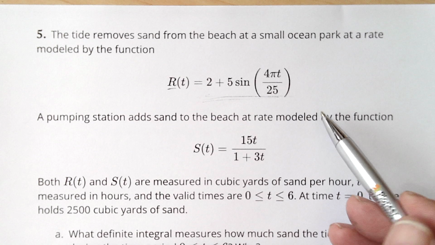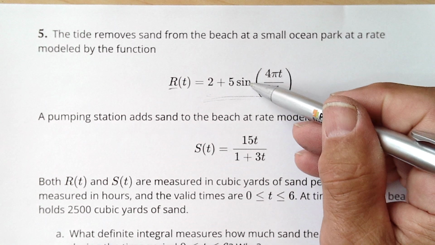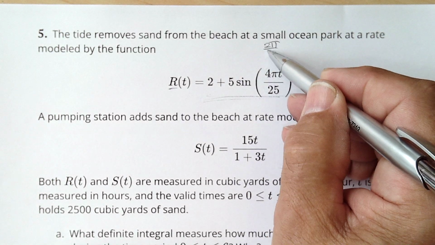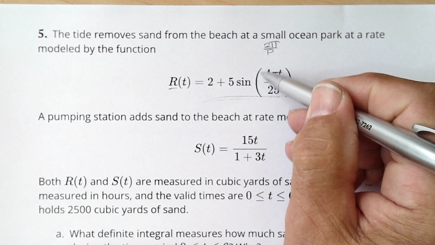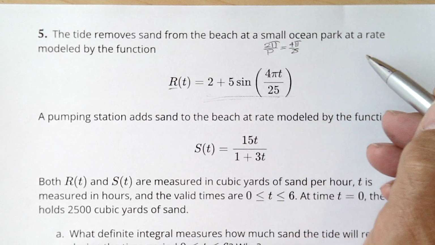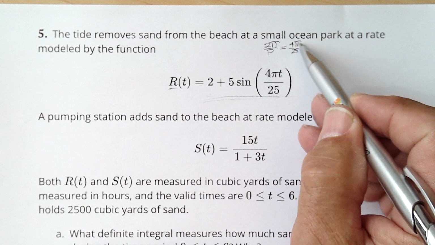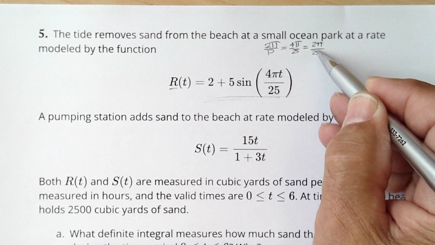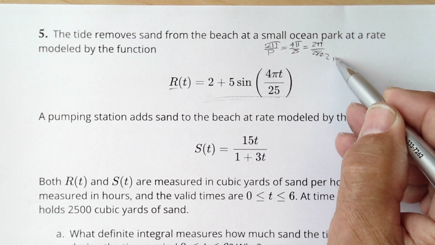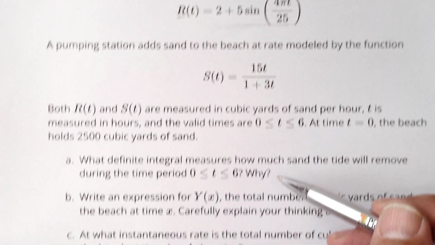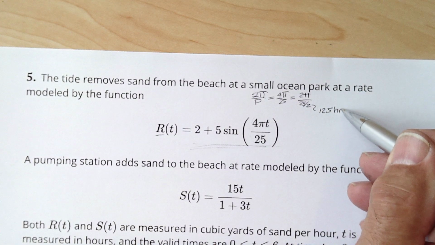Now, just for your information, the period of a sine function is 2 pi divided by the number that's times the variable. So that is 4 pi over 25. Well, to make that 2 pi, we have to divide the numerator by 2. And so it's 25 divided by 2, which is 12.5. And the time in this problem is measured in hours. So it's 12.5 hours as the period.